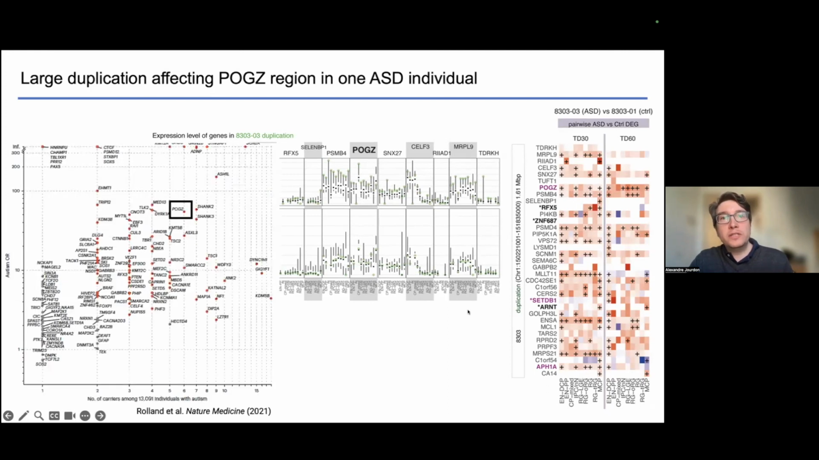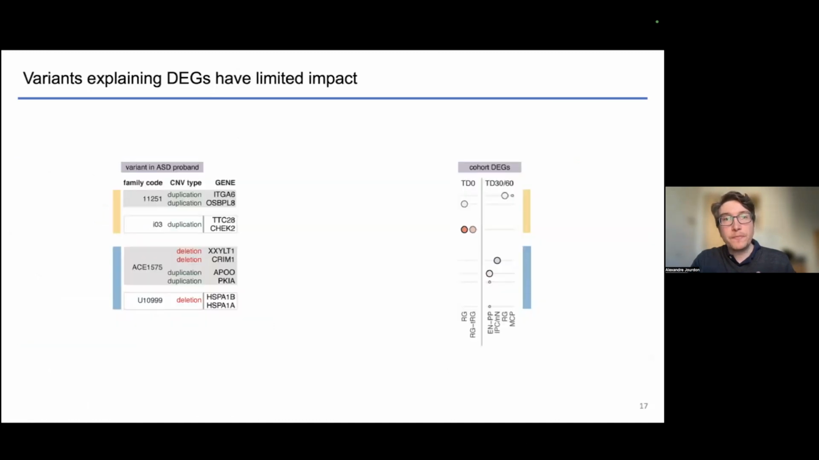And so that's a really interesting individual, notably because POGZ is still one of the most robustly associated genes with ASD, even in recent publications. And so it will be really interesting to further study this individual.